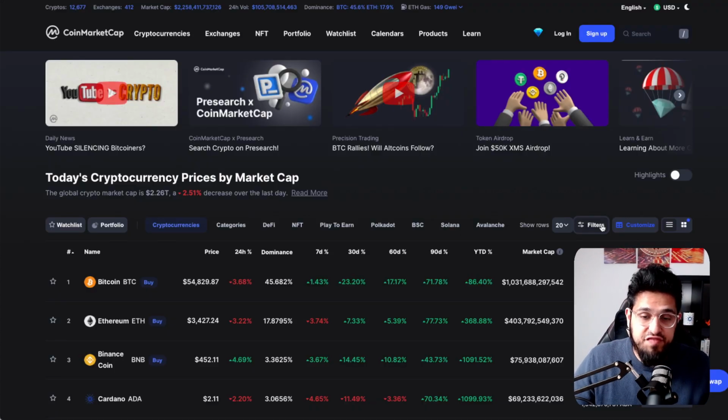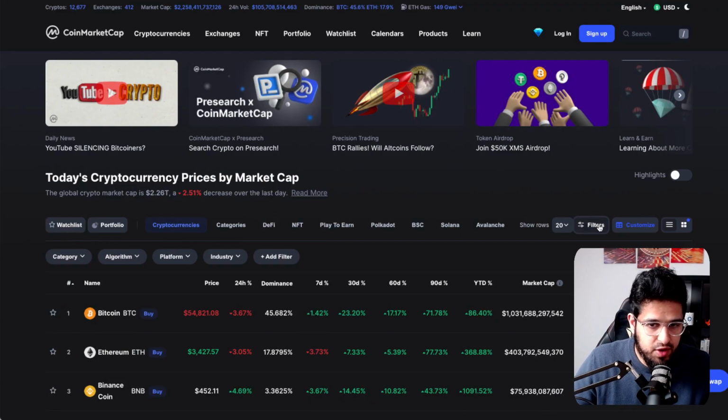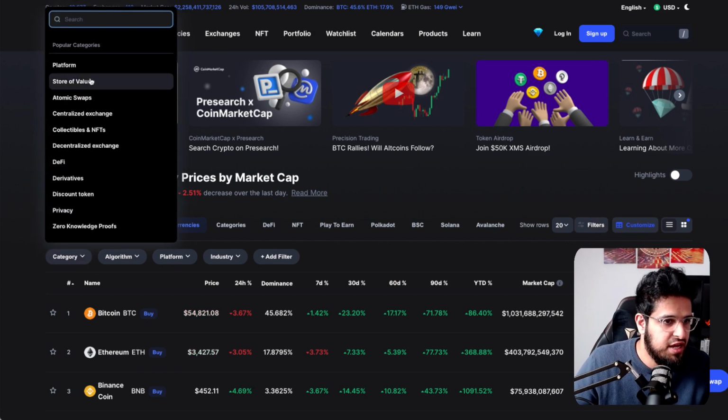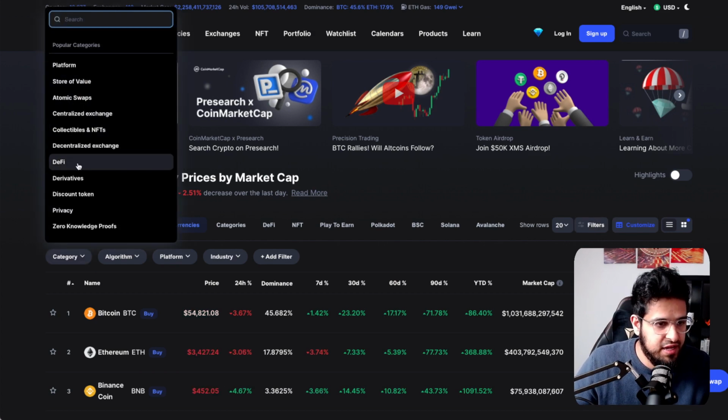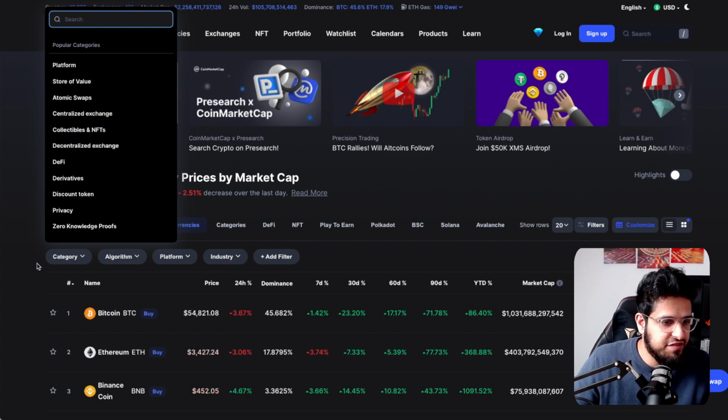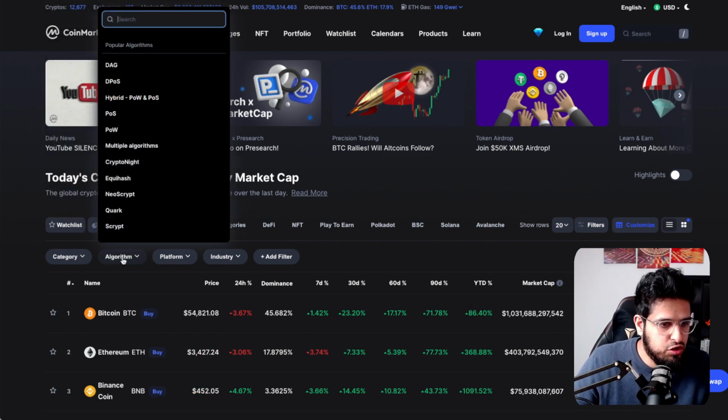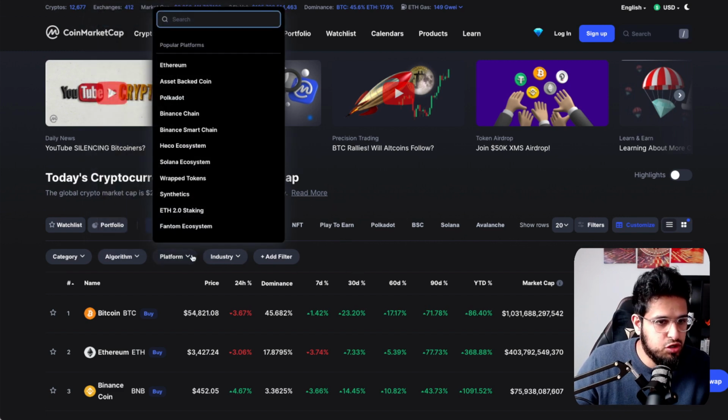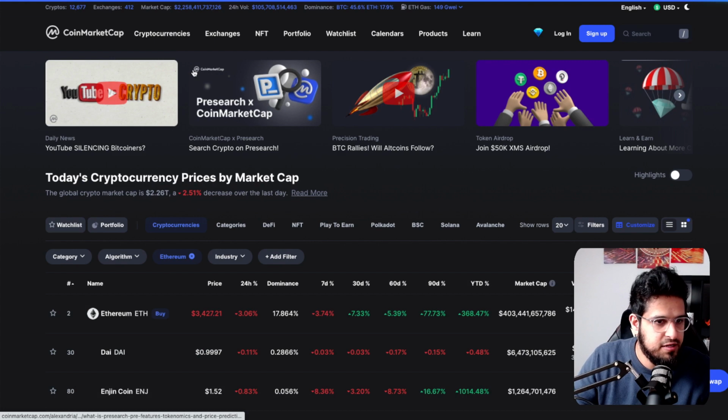Now, another clever feature is filters. You can go ahead and click filters here, and you can actually filter down this entire list by different things. So you can filter it by DeFi, decentralized exchange, NFTs as a category, or you can pick the algorithm. You can pick DAGs versus DPoS versus proof of stake, proof of work, or pretty useful is you can choose the platform. So I can see just Polkadot based projects. I can see just Ethereum based projects. So let's go ahead and do that.